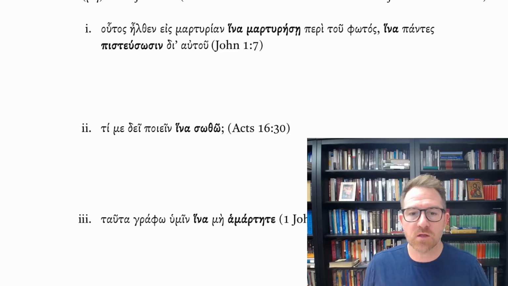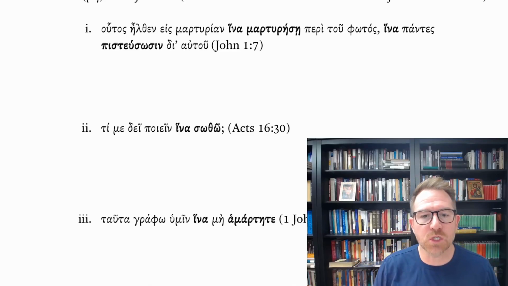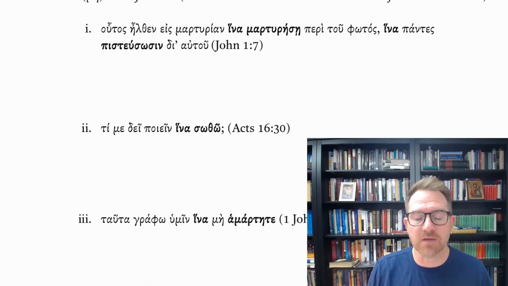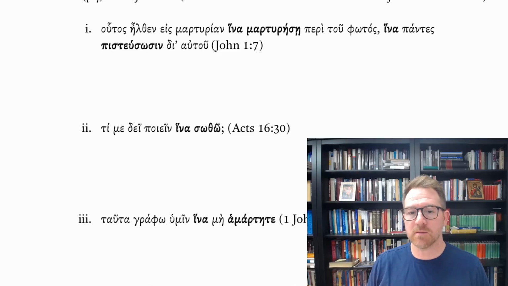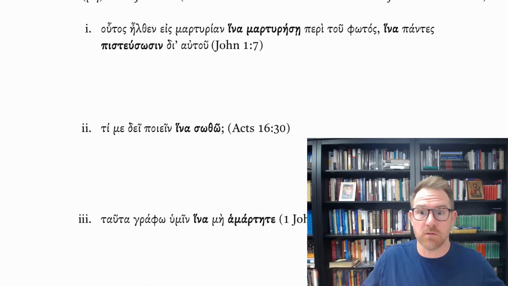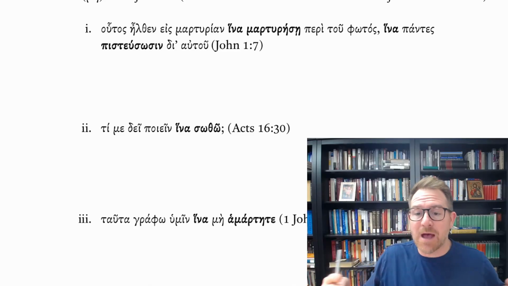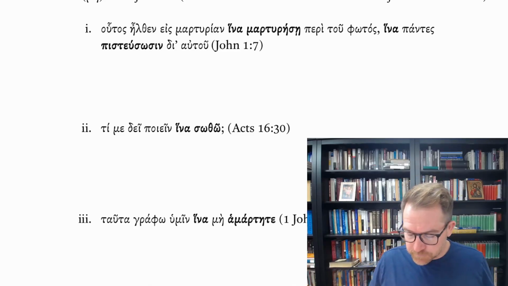Acts 16:30. This is asking the question, what to me is necessary to do in order that I might be saved? This is when the Philippian jailer discovers that the chains have all fallen off his prisoners and he's ready to kill himself. And Paul says, no, don't kill yourself. We're here. We haven't run away. And so he's like, oh, well, clearly you've got something I need. What do I need to do to be saved?